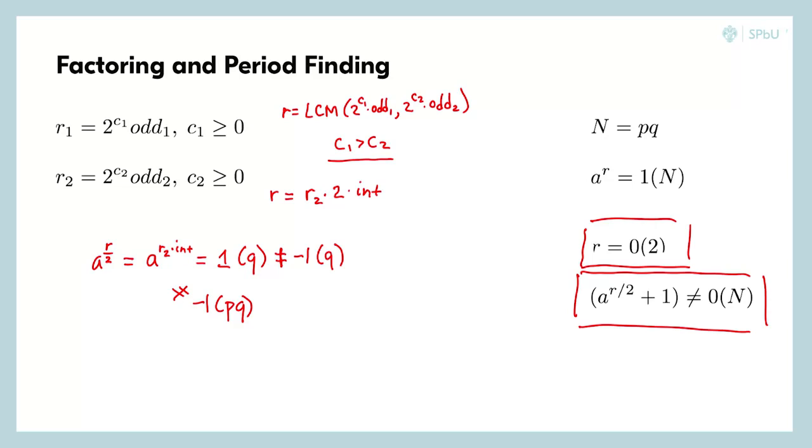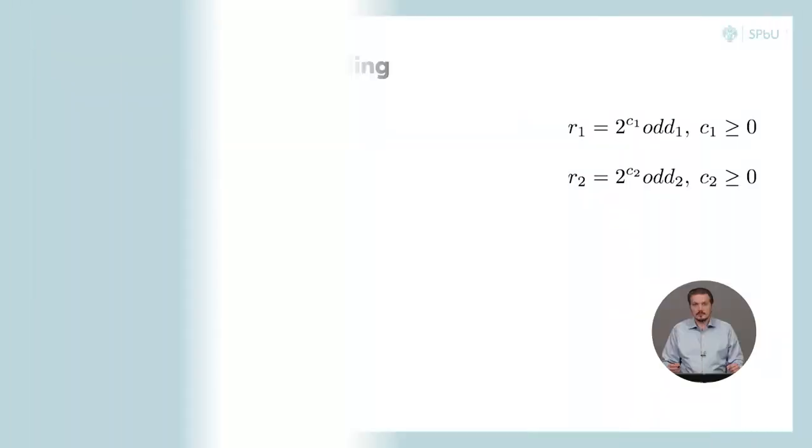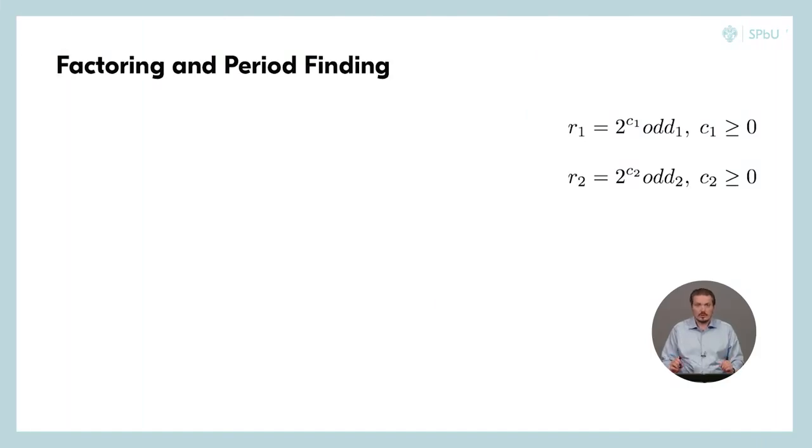Now, how likely is it to have different powers of 2 in this representation of r1 and r2? The short answer is it is rather likely. It appears that these powers in these numbers r1 and r2 tend to be greater than in ordinary random numbers. Let's see it for ourselves.